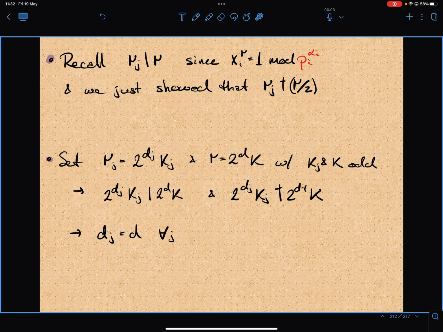So if we set rj equal to 2 to the dj times kj, and r equal to 2 to the d times k, where k and kj are odd, then we're going to have these two statements. We can write them as follows. 2 to the dj kj is going to divide 2 to the d times k. So this statement, I just rewrote it here. And then we're going to have that rj, 2 to the dj kj, does not divide r over 2, which is 2 to the d minus 1 times k.